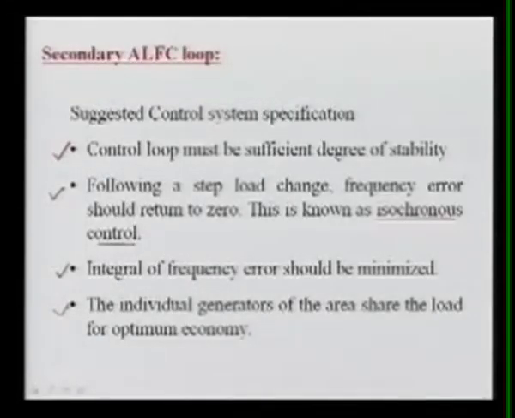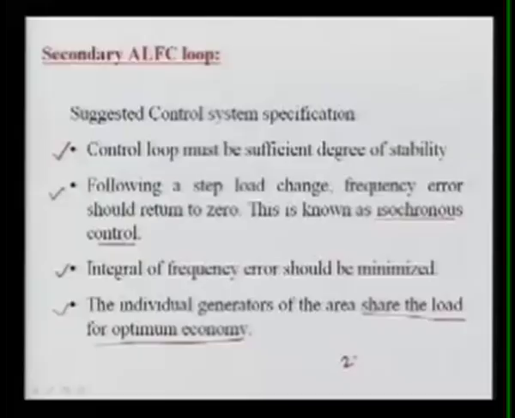So the individual generators of the area should share the load for optimum economy, meaning we have to change the loading. Suppose the load of 20 megawatt is increased, then we have to share this load among the various generating stations so that we can achieve the minimum cost of generation. You can say economic load dispatch must be done.